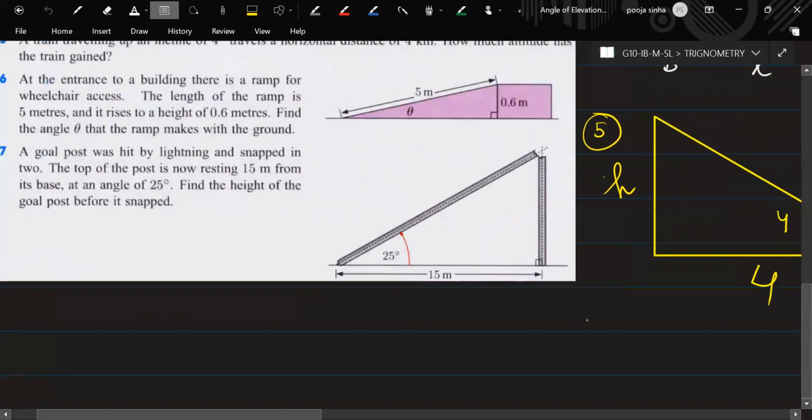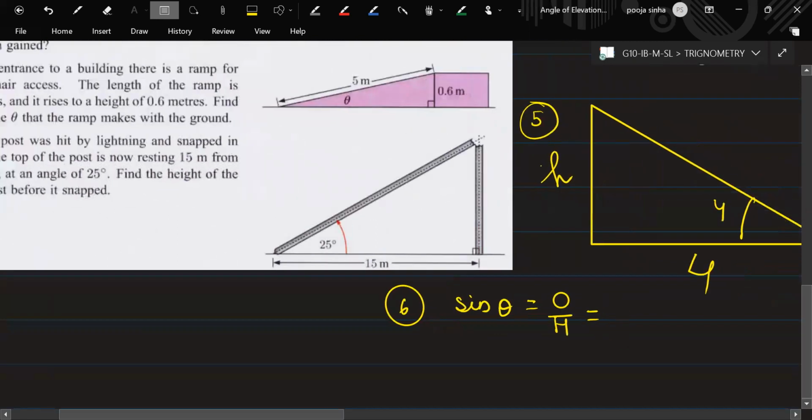Okay. So for the sixth question, you're using what? Sin theta is equal to 0.6 upon 5, so O upon H. So O is what? 0.6. H is what? 5.